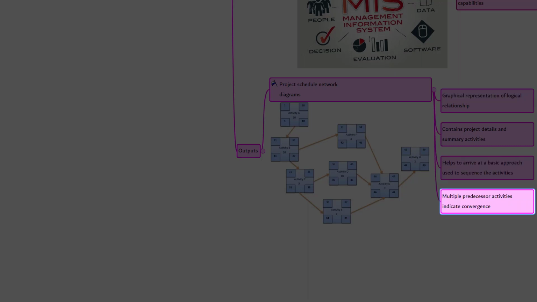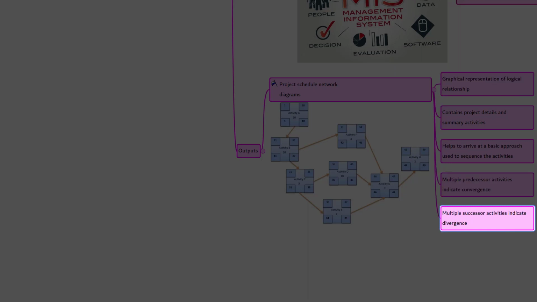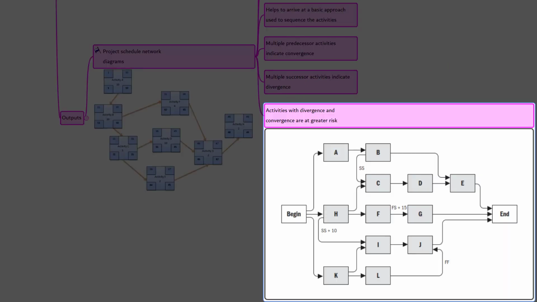Activities that have multiple predecessors indicate a path convergence. Activities that have multiple successor activities indicate a path divergence. Obviously, activities with divergence and convergence are at greater risk because they are affected by multiple activities or can affect multiple activities. For example, in this picture, activity I is called path convergence as it has more than one predecessor, while activity K is called path divergence as it has more than one successor.